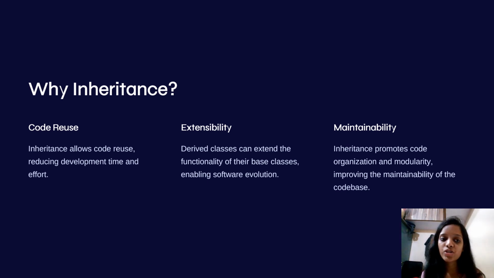Here arises a question of why. Why to use inheritance? These are the advantages of inheritance. First one is code reuse, extensibility, maintainability. Code reuse: inheritance allows code reuse, reducing development time and effort. Extensibility: derived classes can extend the functionality of their base classes, enabling software evolution. Maintainability: inheritance promotes code organization and modularity, improving the maintainability of the code base.